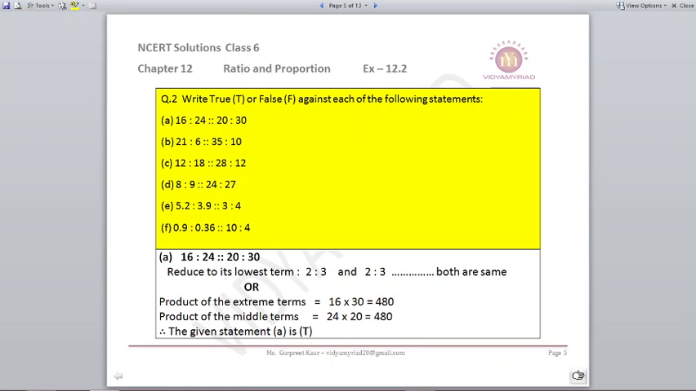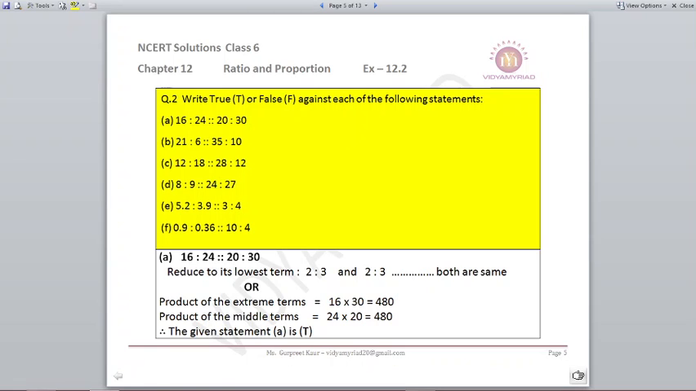16 is to 24 as 20 is to 30. Let's see whether it is true or not. Let us reduce it to its lowest terms. We will get 2 is to 3 and 2 is to 3. Both are same. Ratio is coming same. So that means the statement provided is true.